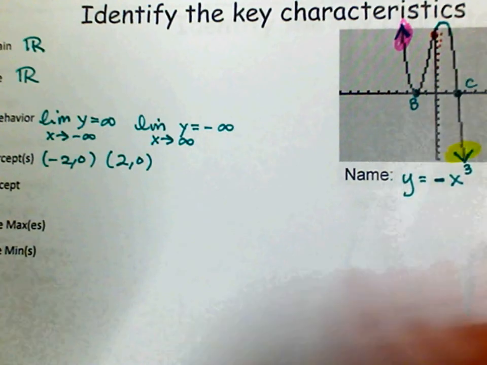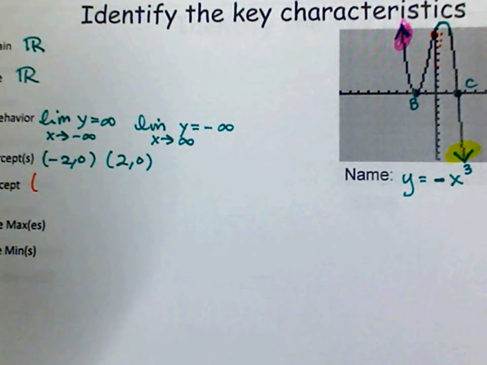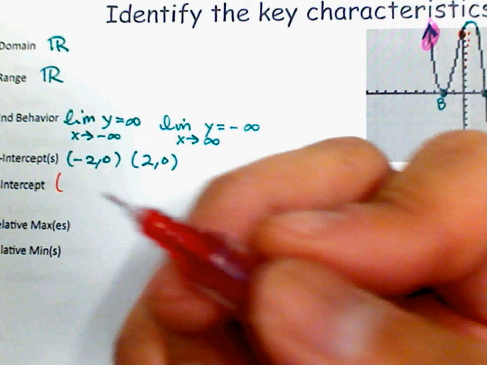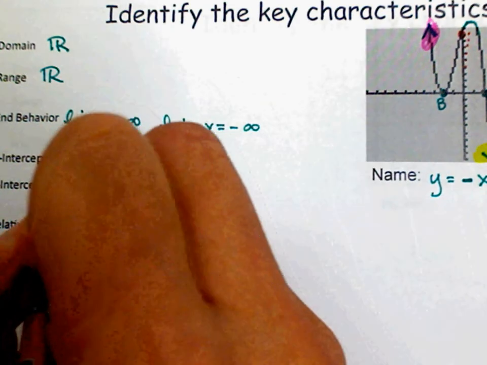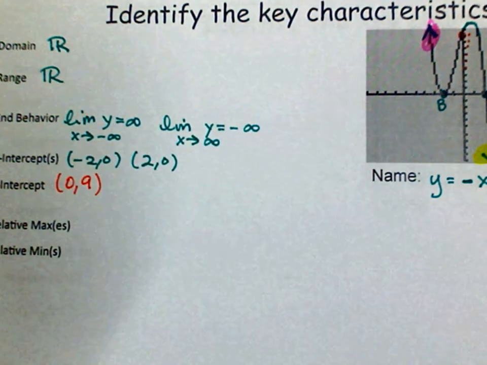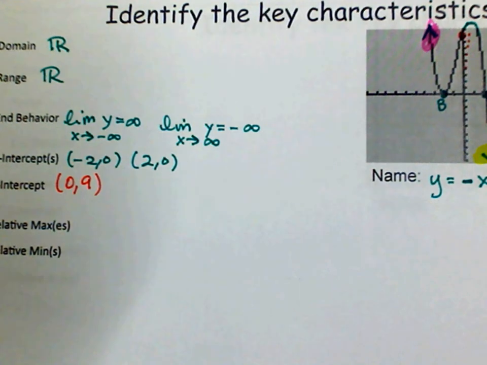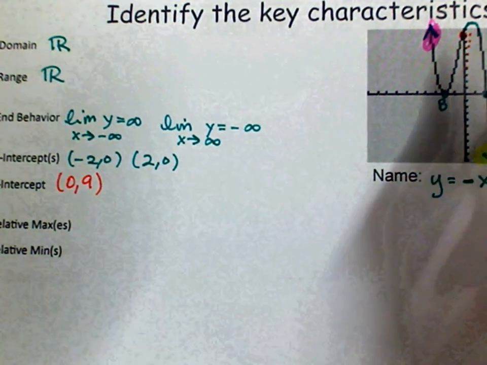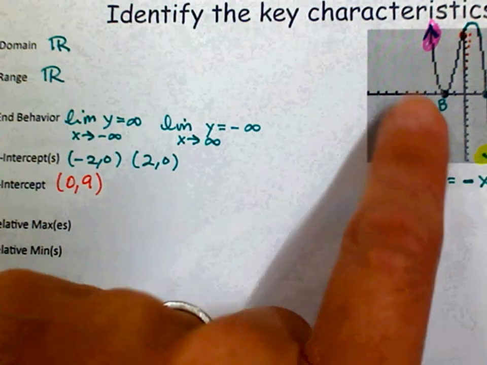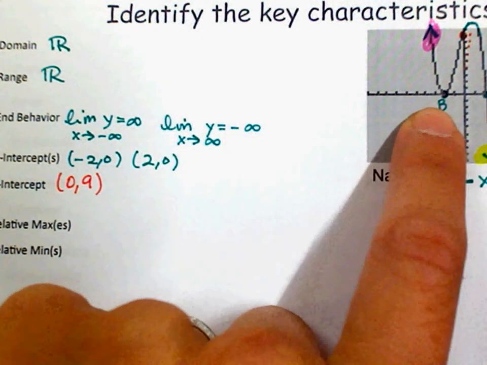Y-intercept. Where are you guys crossing the y-axis? Right there. What is that point? 1, 2, 3, 4, 5, 6, 7, 8, 9. So how do I write the y-intercept? 0, 9. All right. Okay.